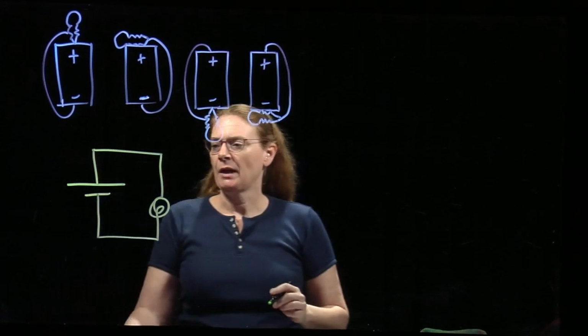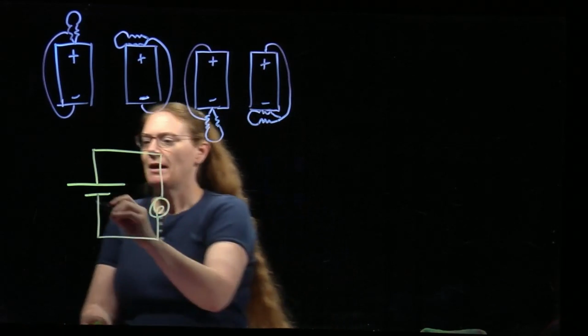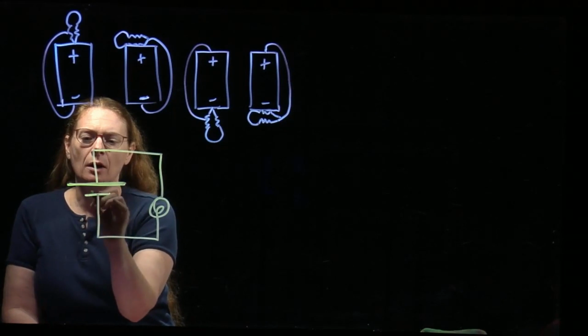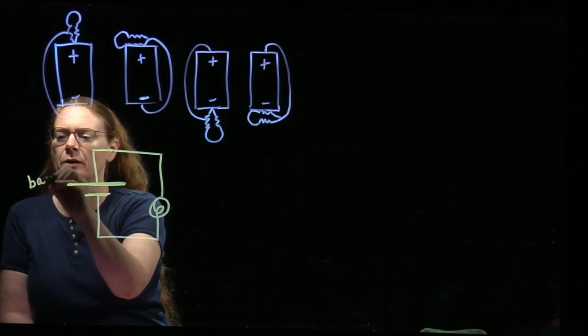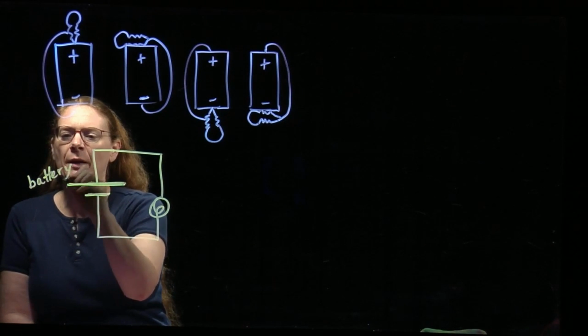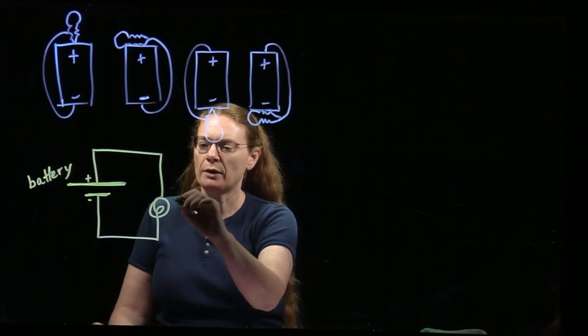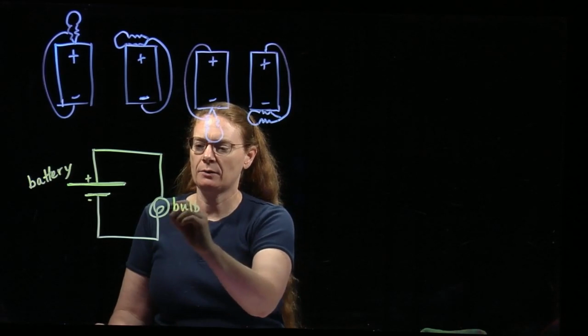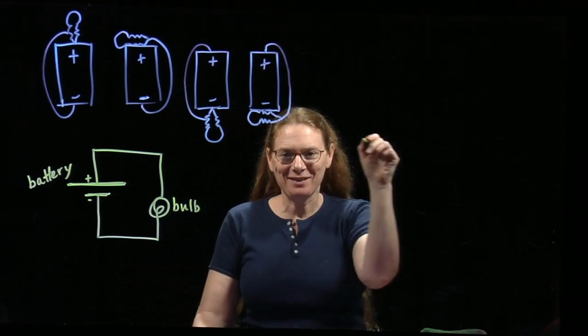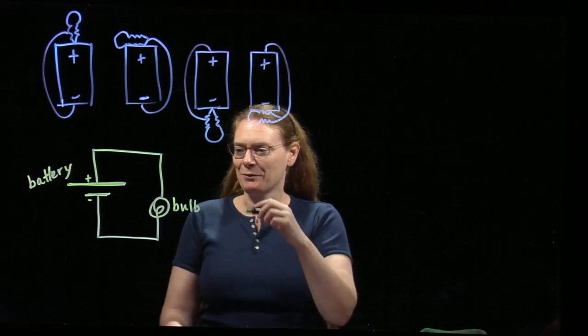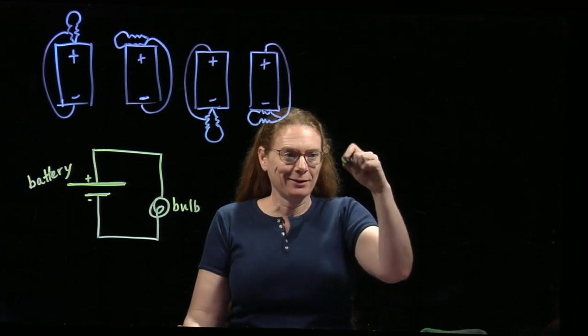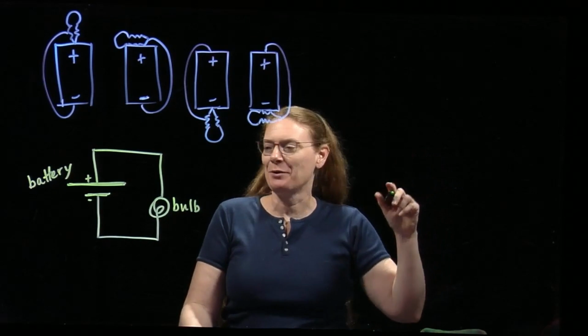All right, so what do we got? This symbol with a long and a short line, this is the battery. This is how we represent a battery, and we've got a positive and a negative. The squiggly thing is the bulb, and that squiggle represents the filament inside the bulb. So if you've ever looked at a filament, it's a double spiral.